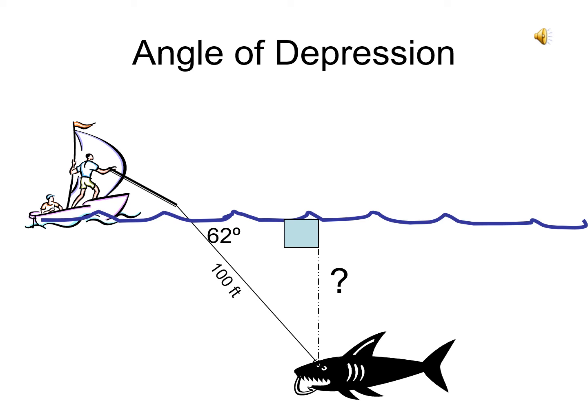So what formula would that be? Okay, opposite to the 62, hypotenuse, sounds like sine. All right, you know what to do. Put it over 1, cross multiply, and the fish is 88.29 feet underwater.